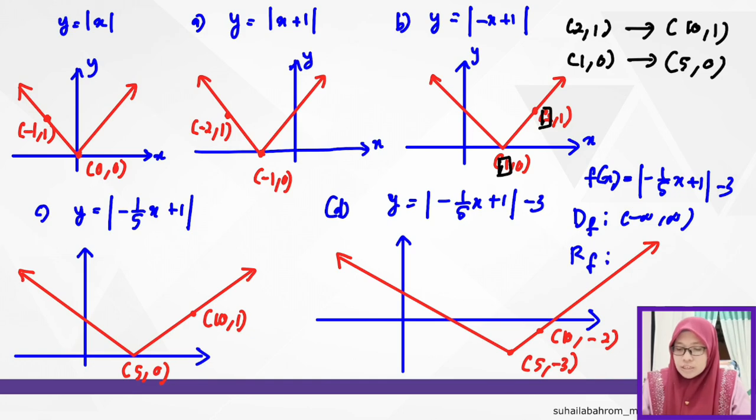And how about the range? The range we have to determine by looking at the graph from bottom to top. The bottom, or the first value of y in this graph, is negative 3. And negative 3 must be closed. Therefore, our range is closed negative 3 to infinity. So this is our final answer for the domain and also the range.